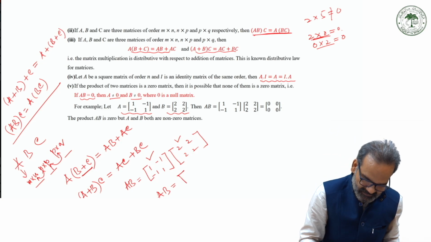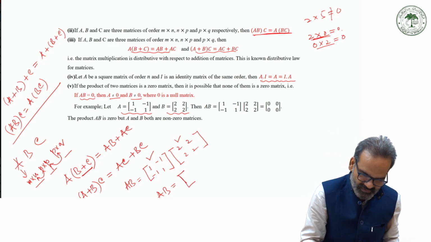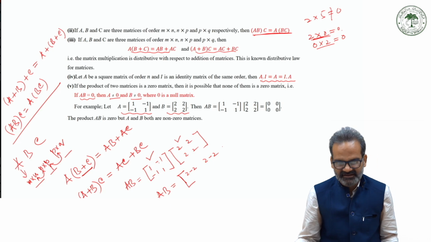Find out the product. The product is what? 1 into 2 is 2. Minus 1 into 2 is minus 2. So 2 minus 2. Multiply the first row with the second column. 1 into 2 is 2. Minus 1 into 2 is minus 2, so 2 minus 2. Again, same.